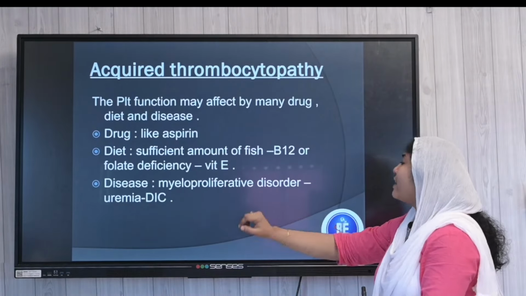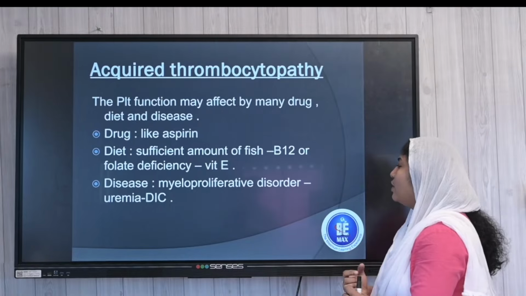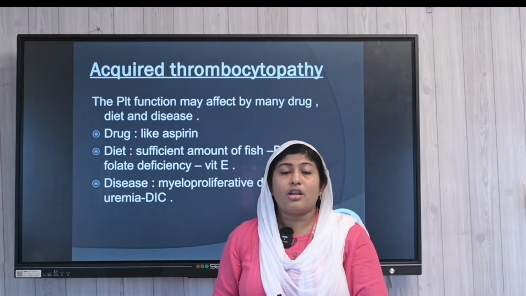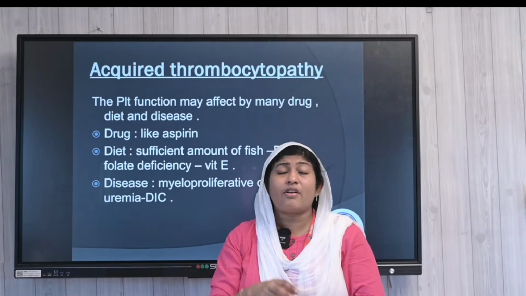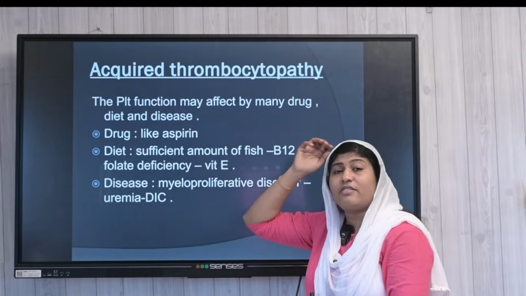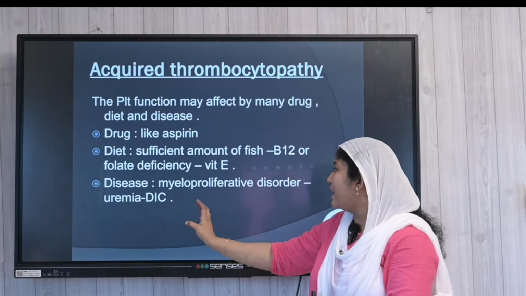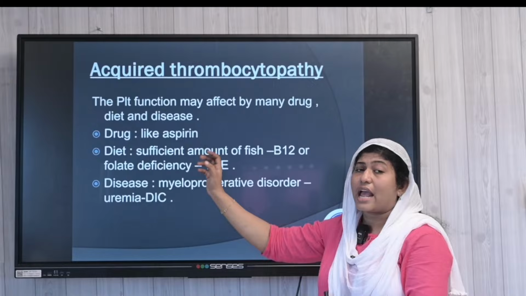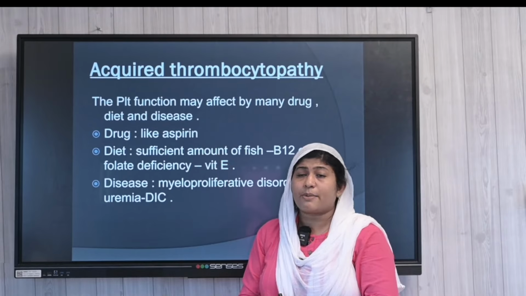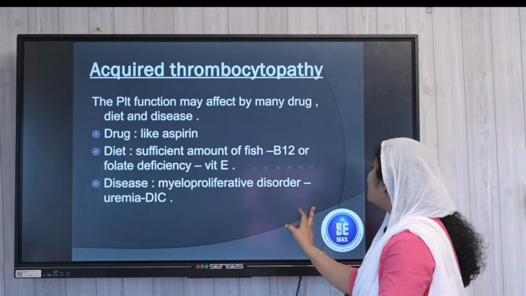Then other conditions are myeloproliferative disorder, uremia, or DIC, disseminated intravascular coagulation. Inside our blood vessels some unwanted clot formation will occur. So during all these conditions our platelets will be affected. So DIC, vitamin deficiency or aspirin medication all result in an acquired problem, not a genetic problem, an acquired problem in bleeding.